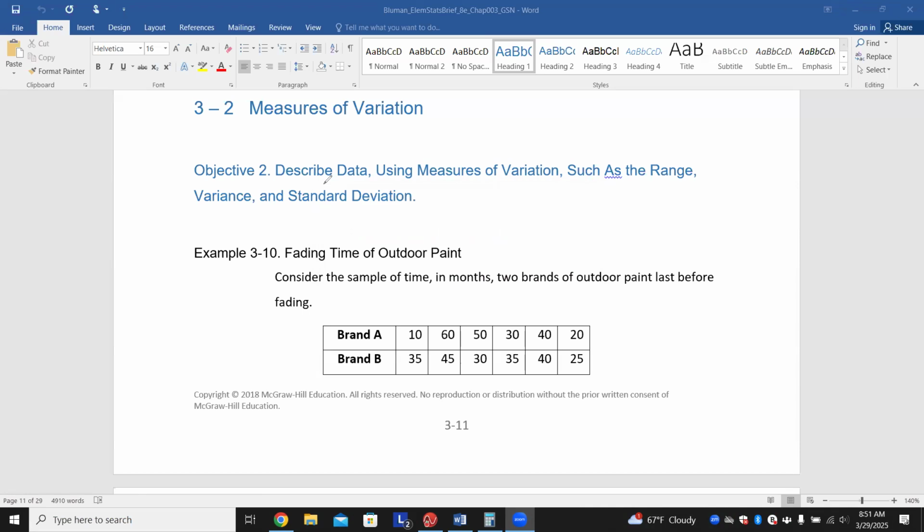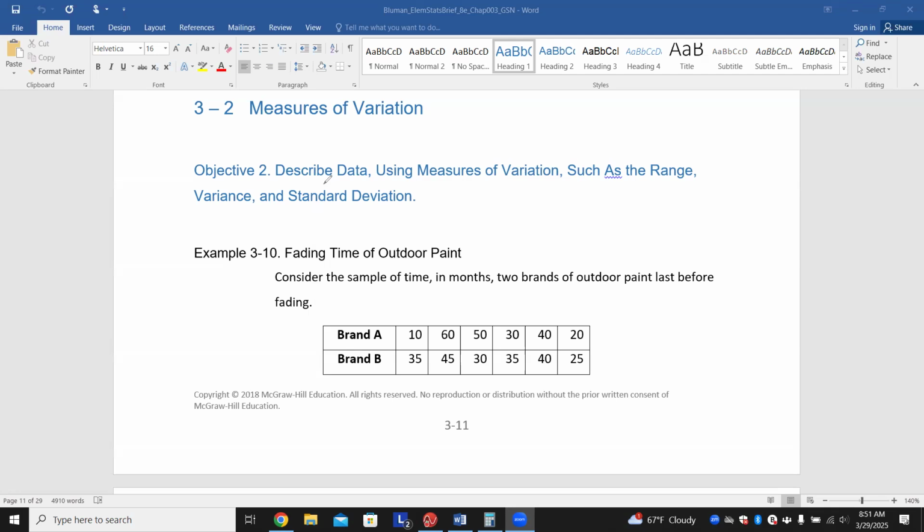So example 10, talking about fading time of outdoor paint. We're going to consider a sample of time in months two brands of outdoor paint last before fading. So brand A: 10 months, 60 months, 50 months, 30 months, 40 months, 20 months. Brand B would be 35 months, 45 months, 30 months, 35 months, 40 months, and 25 months. So we're going to compare these two sets of data.